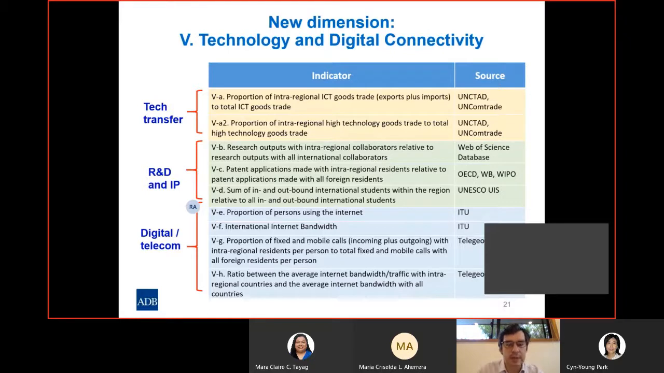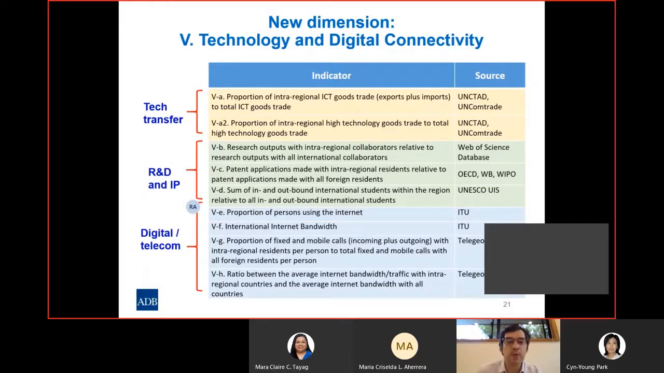On the new dimensions, the first one will be the technology and digital connectivity. Here we have basically 3 families of indicators. One capturing technology transfer, which is basically the proportion of intra-regional ICT goods and high technology goods trade. Again, as you remember, all the ARCII indicators are calculated as a ratio between the region and the rest of the world. Second, we will have indicators on research and patents and different intellectual property indicators, which will capture this type of integration in terms of collaboration for research and development.